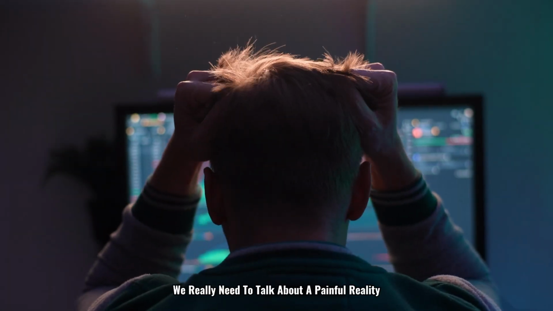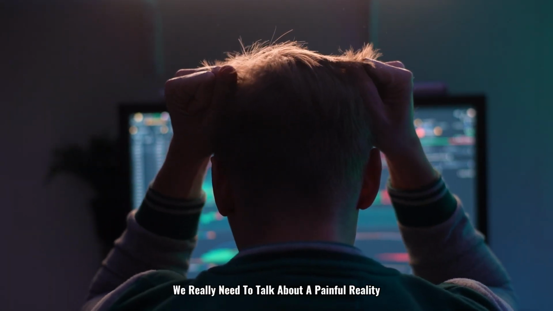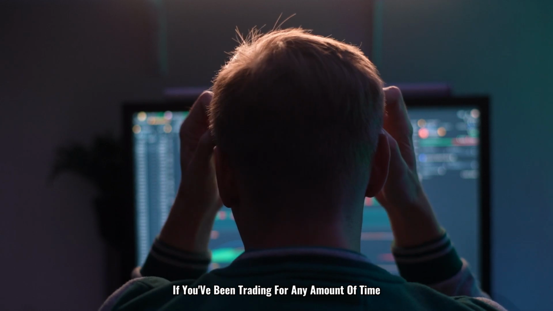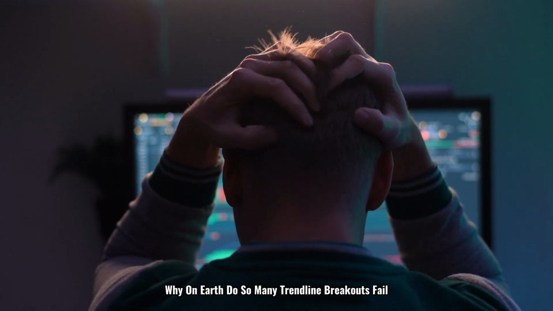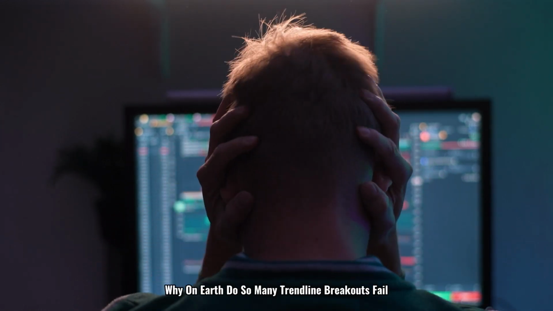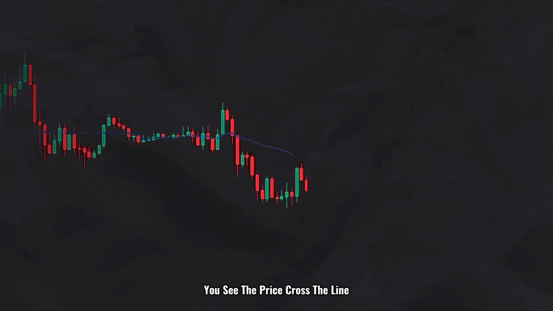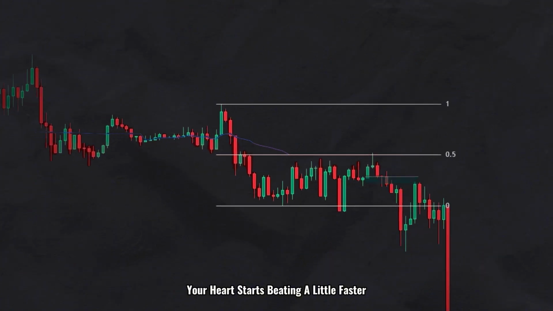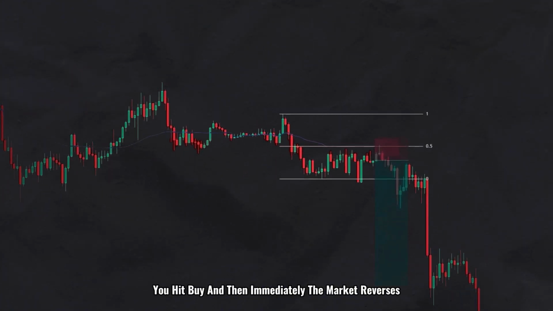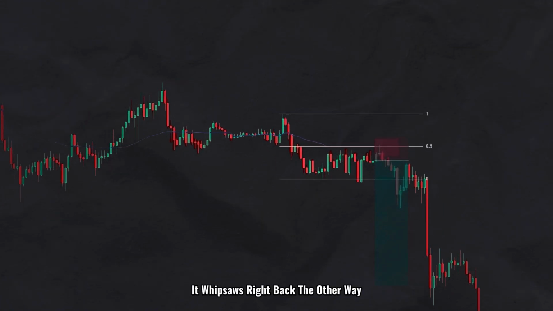But first, we really need to talk about a painful reality. If you've been trading for any amount of time, you've probably asked yourself, why on earth do so many trendline breakouts fail? I mean, you've been there, right? You see the price cross the line, your heart starts beating a little faster, you hit buy, and then immediately the market reverses. It whipsaws right back the other way and takes your stop loss with it.